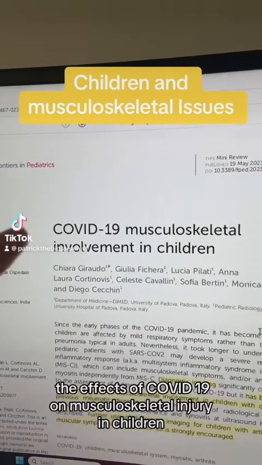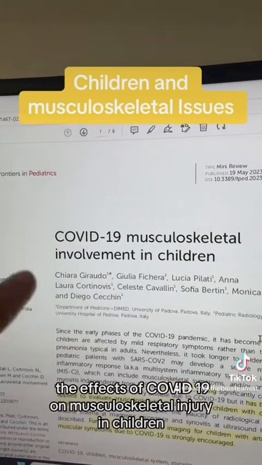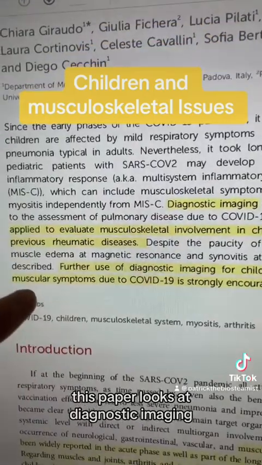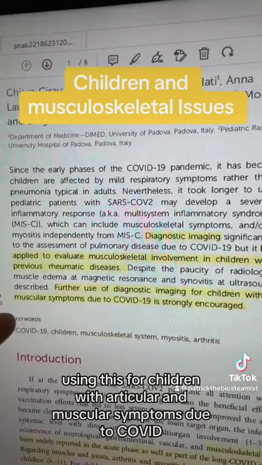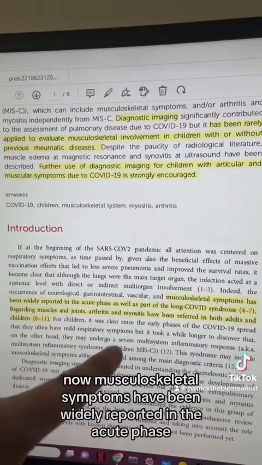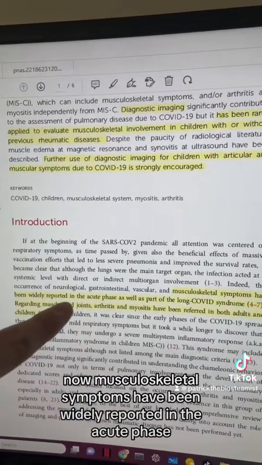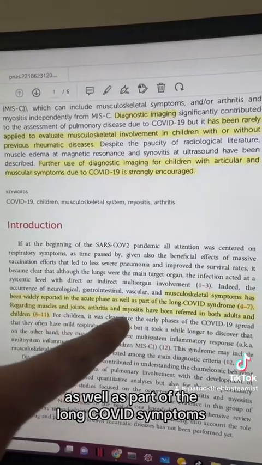The effects of COVID-19 on musculoskeletal injury in children. This paper looks at diagnostic imaging for children with articular and muscular symptoms due to COVID. Now, musculoskeletal symptoms have been widely reported in the acute phase as well as part of the long COVID symptoms.